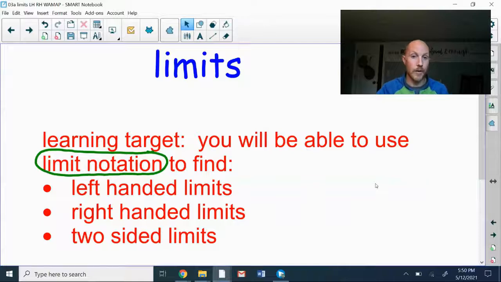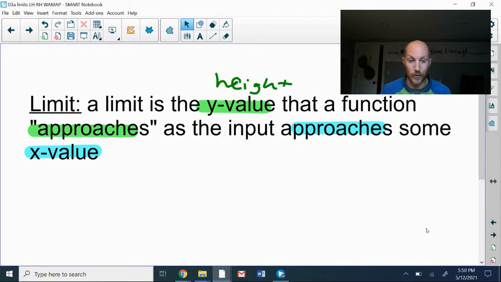Hello, good morning, pre-calc. We're looking at limits again today, and our learning target stays unchanged. You'll be able to use limit notation to find the left-hand limits, right-hand limits, and two-sided limits. And you remember that we've described a limit as the y value, the height, the function value that a function approaches as the input approaches some x value.